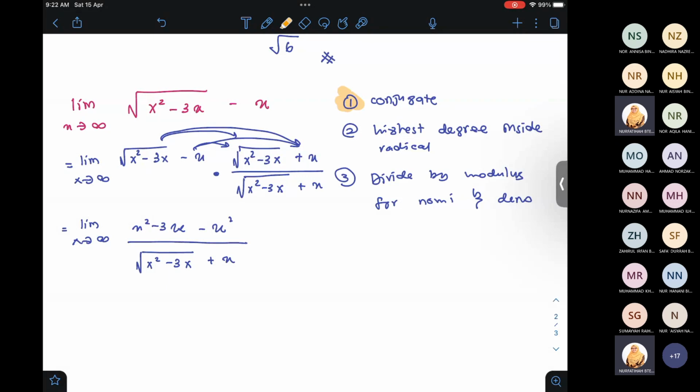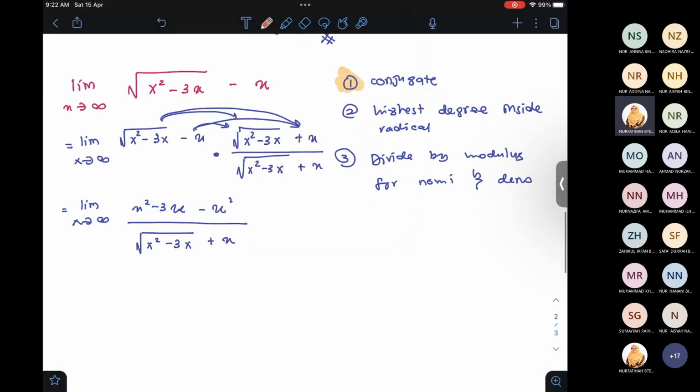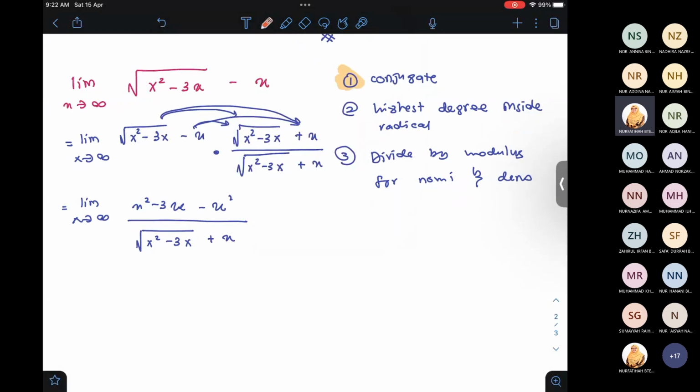What is the highest degree inside the radical? Inside the radical, we have x square. The highest is x square. So now we have settled the second step. We go to the third step: divide by modulus for the numerator and denominator.